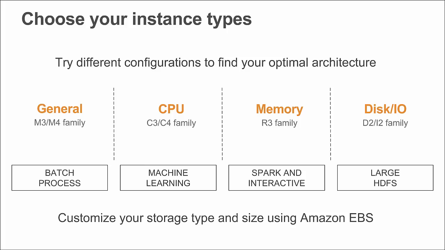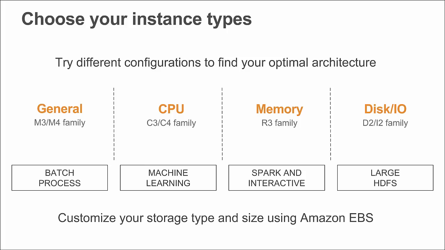We support a broad range of instance types for a broad range of workloads. General purpose is the M3, M4 family. If you've got CPU intensive work, the C3 and C4 family works well. For memory intensive work, R3s. And then if you need a lot of local disk capacity for HDFS, then the D2 and I2 instance types are the way you'd want to go.